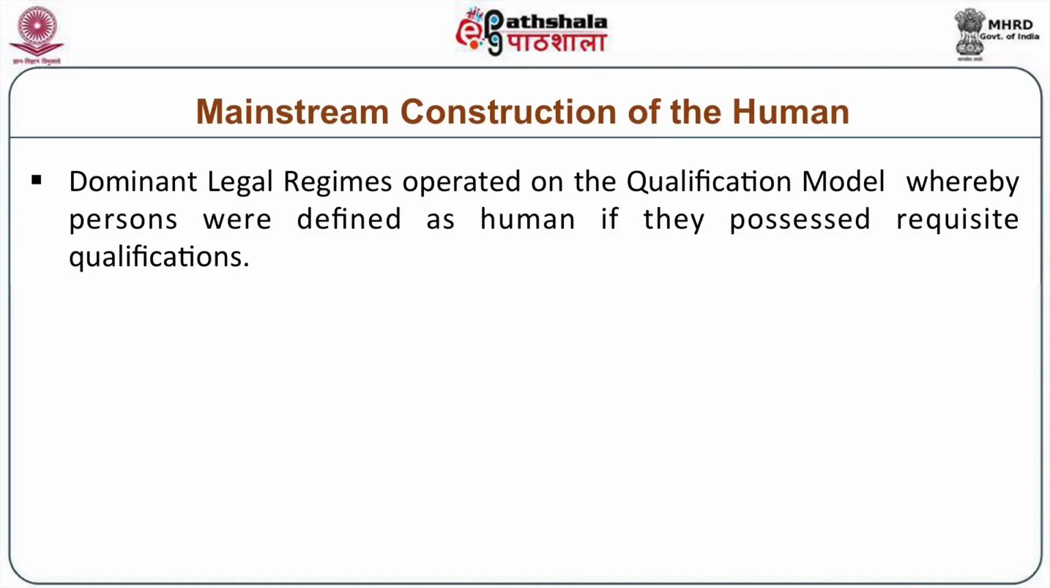So what happens with the CRPD in 2006 compared to the 1971, 1975, and the equalization rules set in place before this time? Well, the dominant legal regimes operated on the qualification model. That meant persons were defined as human if and only if they possessed the requisite qualifications. Persons with disabilities, as we discussed earlier, were viewed as deficient, as deformed, as incomplete, and consequently they didn't qualify, according to the dominant legal regimes, as fully human persons. The qualification model had not been challenged by any of those earlier declarations prior to the CRPD. The UN equalization rules that we mentioned constituted persons with disabilities basically as equal in theory, but separate in practice.